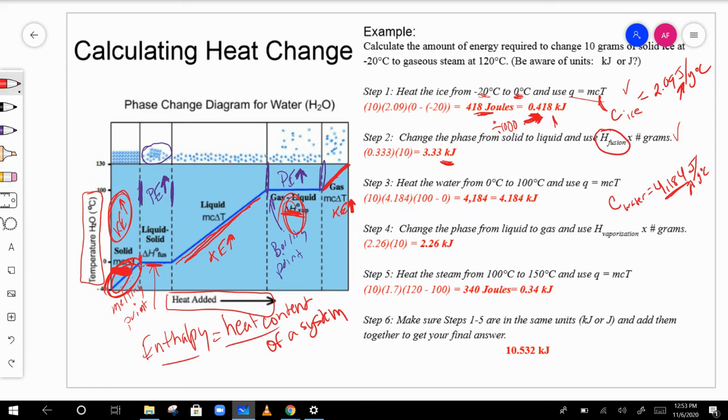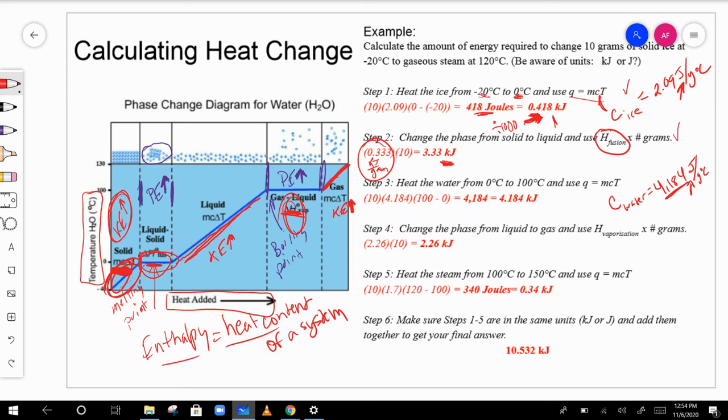Then the second step is this flat line here using the delta H of fusion. So it's just the fusion times the number of grams, and that one is already in kilojoules. The delta H of fusion is 0.333 kilojoules per gram. Those will be given to you. You won't have to calculate them, and you don't have to memorize them.